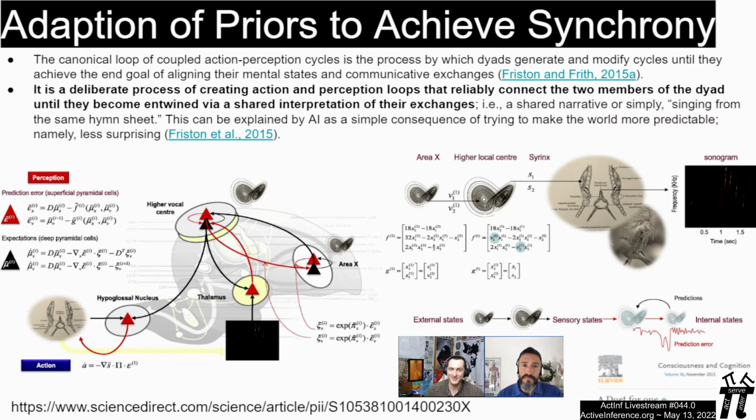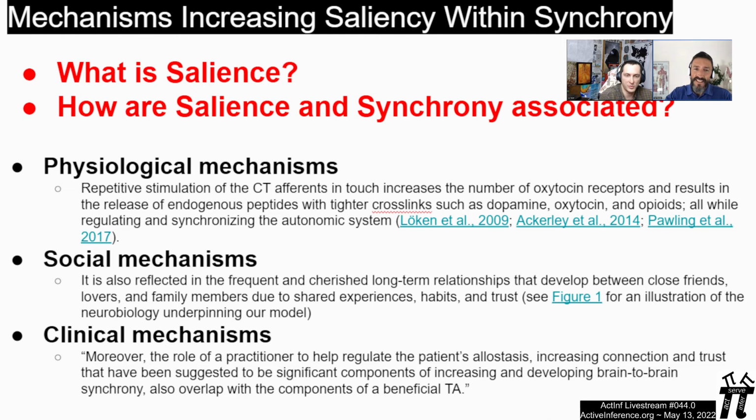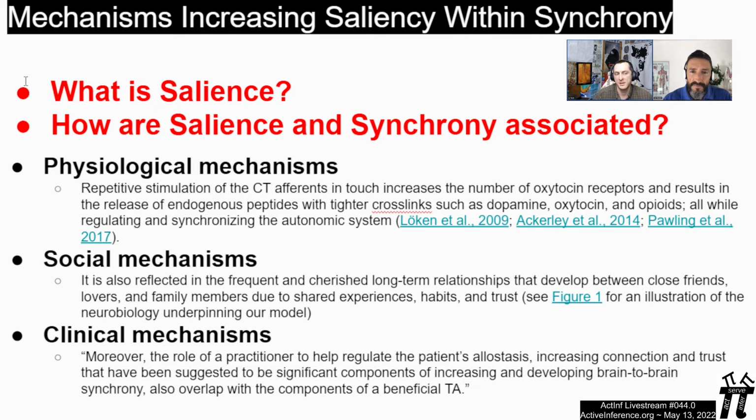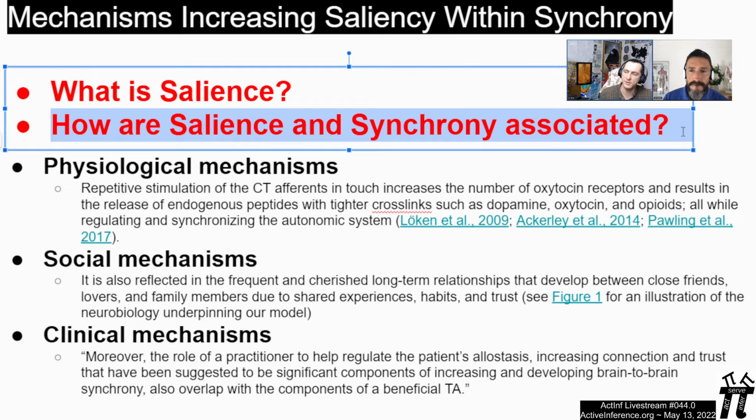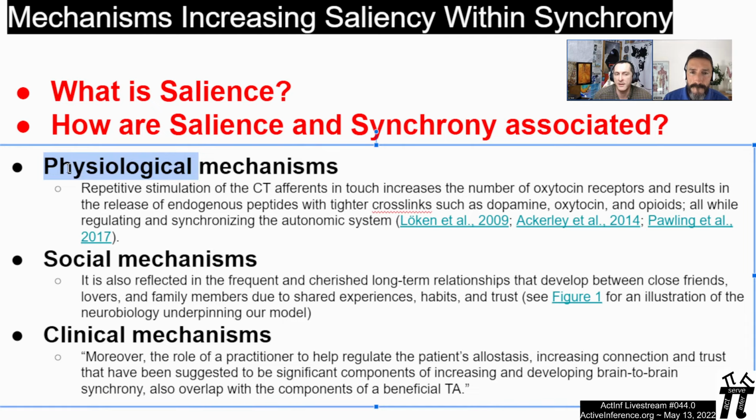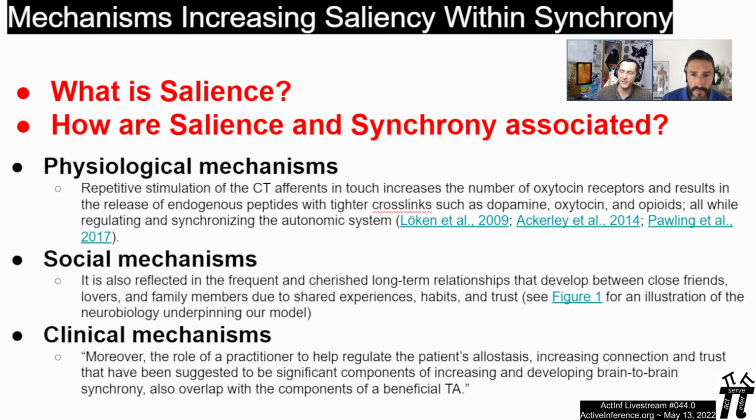One other section that they have in the paper is increasing saliency within synchrony. So some important questions that we'll discuss more. What is salience? How are salience and synchrony associated? How is salience similar or different to observation or attention, regime of attention? And then they focus on a few different categories of mechanisms, including physiological mechanisms, social mechanisms that promote synchrony via salience, and clinical mechanisms. So if it's about synchrony, again, not in the lockstep way, in this generalized synchrony way, like a conversation, therapeutic alliance as an improvised, controlled novelty, productive conversation, how will synchrony occur? And what is the relationship of salience to synchrony?